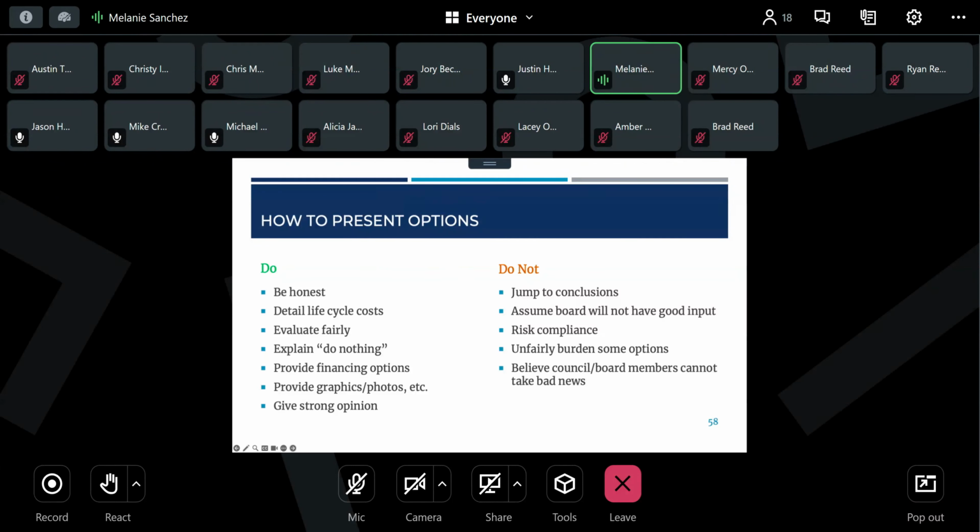We don't want you to jump to conclusions or assume that the board will not have good input. You want to respect the board's expertise. Risk compliance: ensure that presented options are in compliance with regulations and policy. Unfairly burdensome options, right? Present options without bias. Avoid unfairly burdening certain choices with excessive risks or challenges.